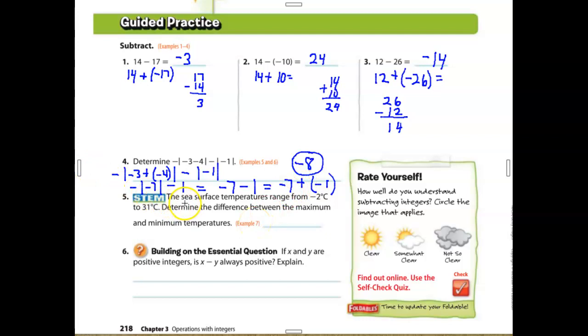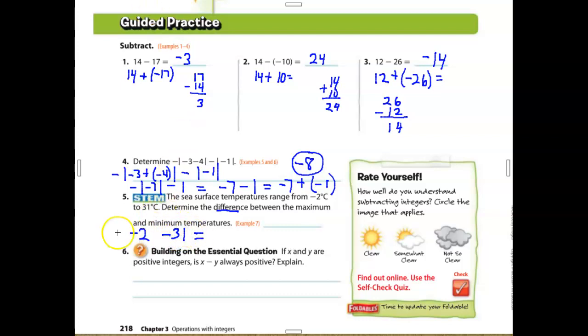And this guided practice, the sea surface temperatures range from negative 2 degrees to positive 31 degrees. Determine the difference in the maximum and the minimum temperature. So difference is what operation? Answer that for me, please. Very good, subtraction. So we're going to go ahead and write the subtraction equation. So it's going to be negative 2 minus 31.